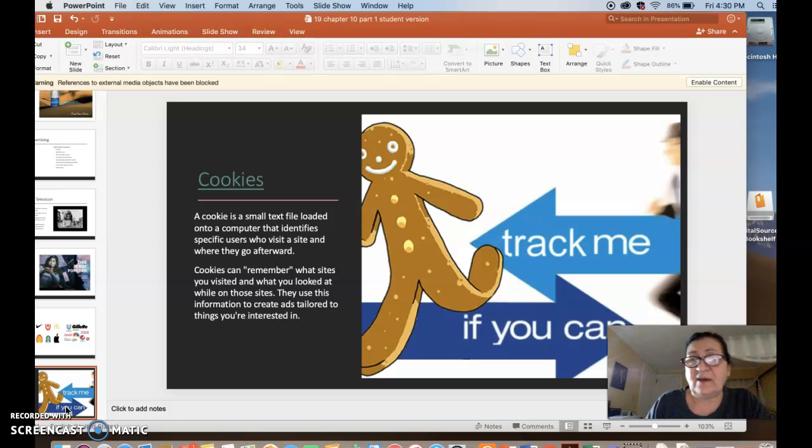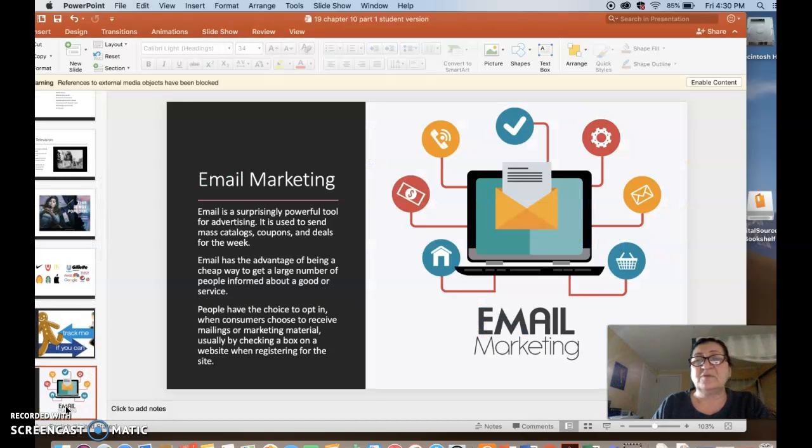For example, if I happen to look at a dress or shoes on social media, immediately wherever I go, those items would follow me like a bad dream. And until you say that you already purchased that item, it will follow you everywhere. There is also email marketing, as you know. Email is very powerful as a tool for advertising.